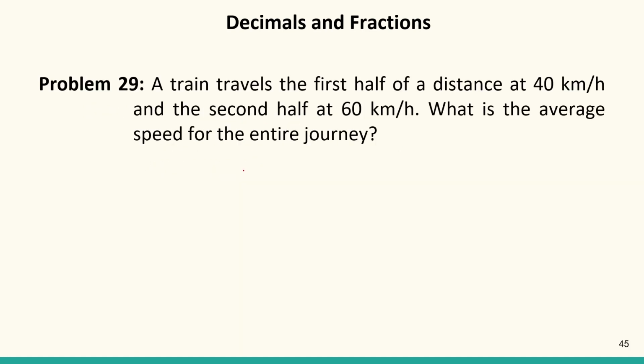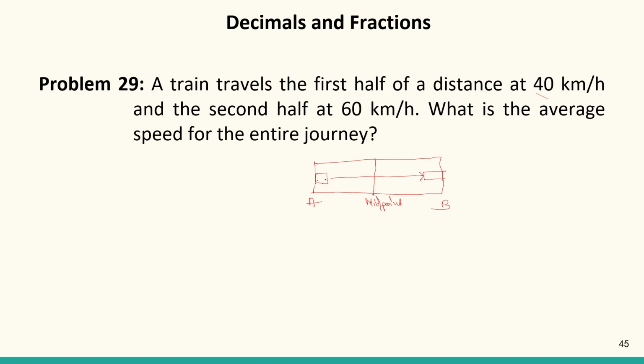Problem number 29 tells us a train travels the first half of a distance at 40 km per hour and the second half at 60 km per hour. What is the average speed of the entire journey? The journey is something like this. This is point A and this is point B. The train goes in this direction and reaches here. This is the midpoint.